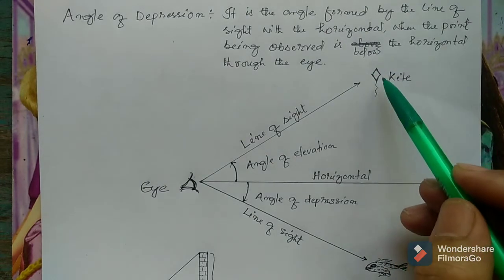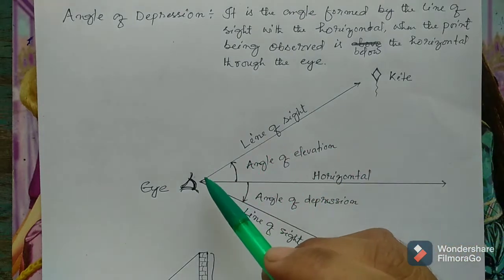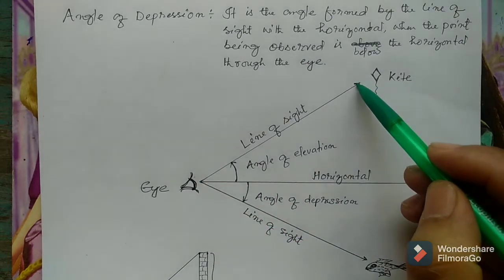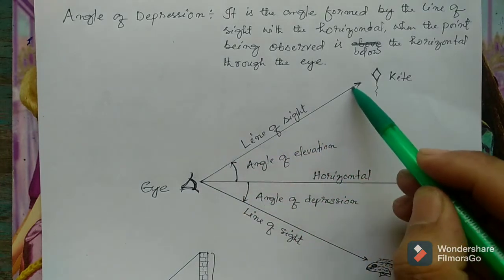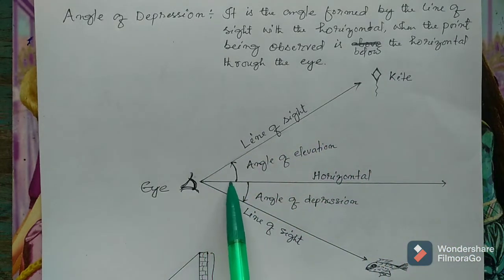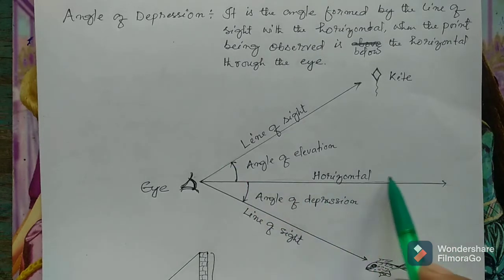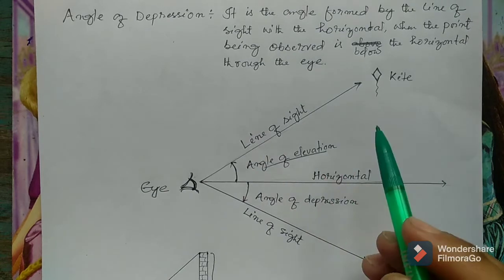Now if you look at this kite which is above our eye level, the imaginary line drawn between our eyes and the point that we are observing is called the line of sight. And here is a line of horizontal. Then an angle is formed between this horizontal and the line of sight. So this angle is called the angle of elevation.